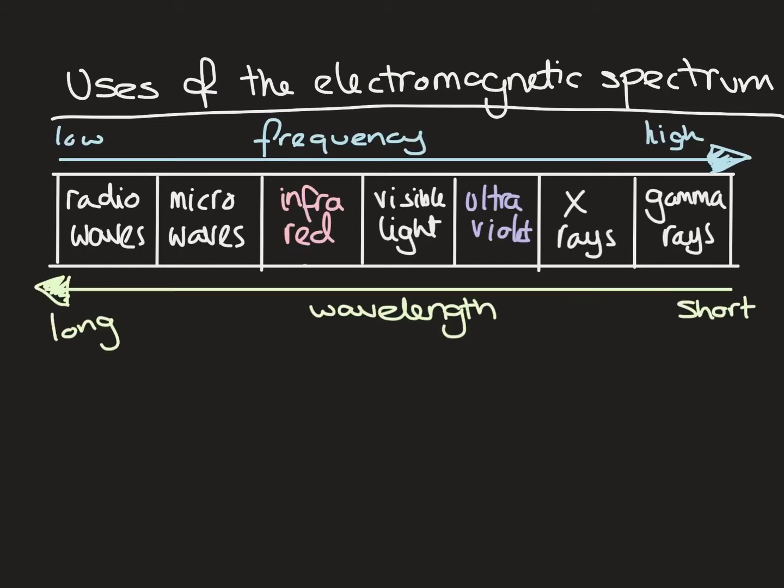Great! Hopefully you've got something that looks a little bit like this. It might be that you've got gamma rays at this end instead, and that's fine as long as you've said that the gamma rays have got the high frequency and the short wavelength, and the radio waves have got the low frequency and the long wavelength. So we've got radio waves, microwaves, infrared, visible light, ultraviolet, X-rays and gamma rays. Those are the 7 parts of the electromagnetic spectrum, even though in reality these boundaries are very difficult to put an exact position on.